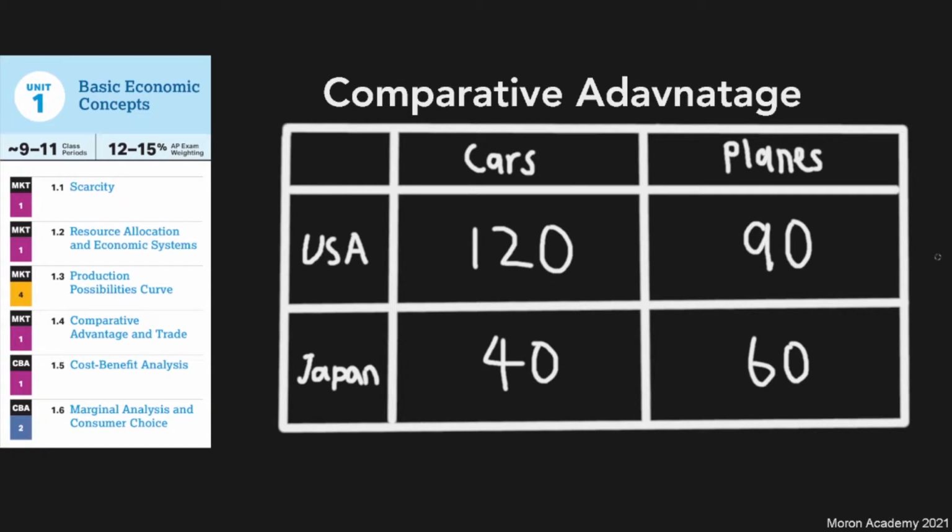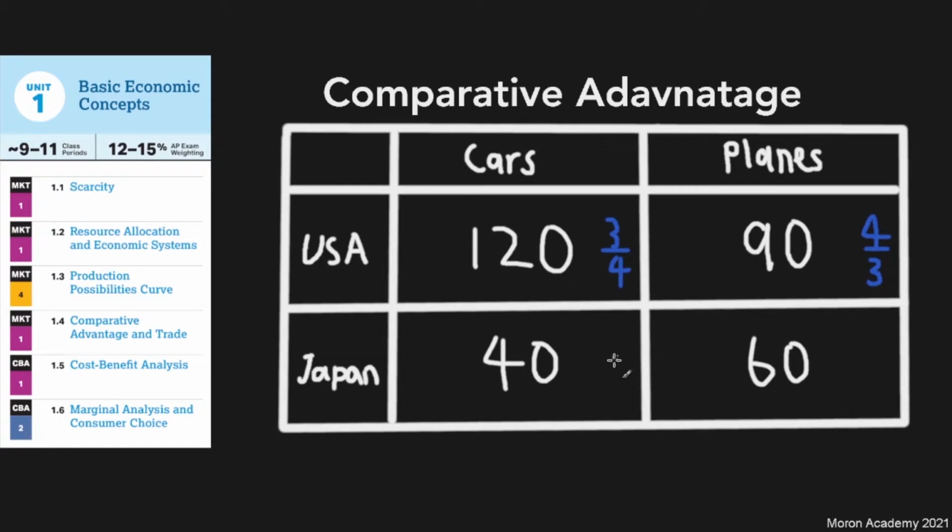USA in a certain time span can create 120 cars and 90 planes, while Japan can produce 40 cars and 60 planes. So, to find comparative advantage, we need to find the opportunity cost of each of these little squares over here. To find the opportunity cost in planes for the cars, we need to put the number of planes over the number of cars. So then we'll be getting 90 over 120, which is 3/4. And obviously for the other side, we just flip this around. We find the reciprocal. So it's 4/3.